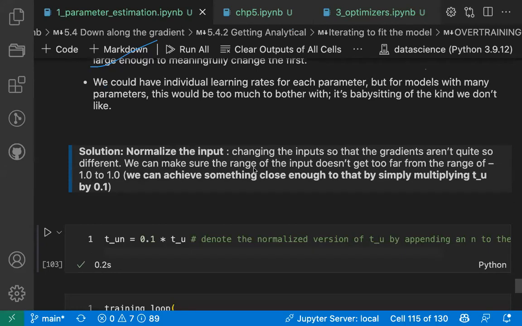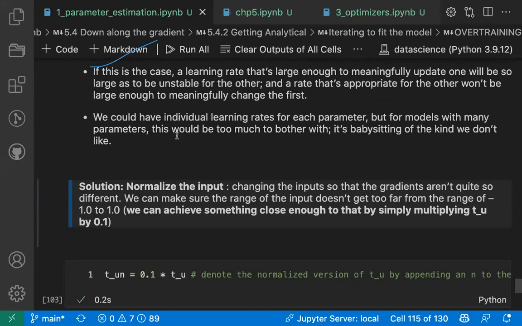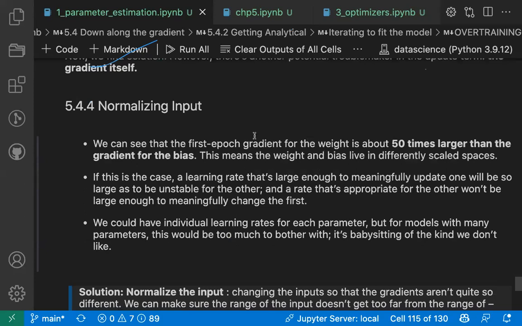Look at the gradient, 4517. The gradient for the weight and the gradient for the bias: this gradient is 50 times larger than this one. What causes this? The problem here is that our input values, TU and TC, are of different scale. Let's look at what will happen.